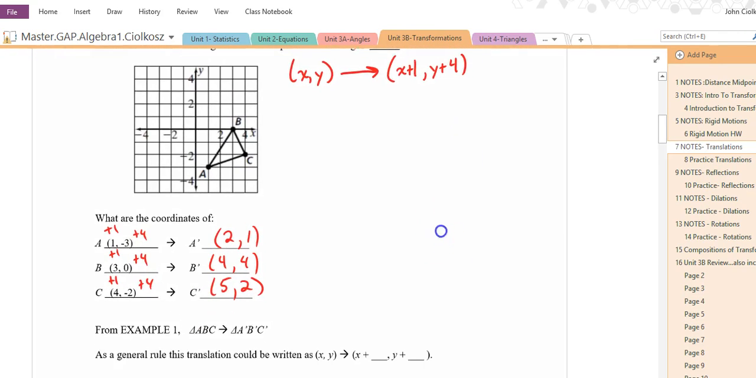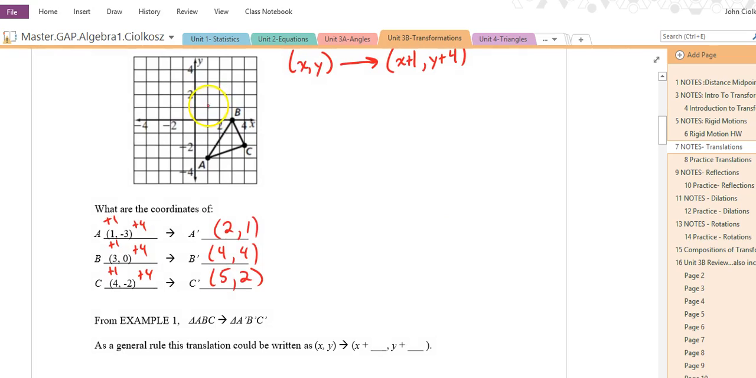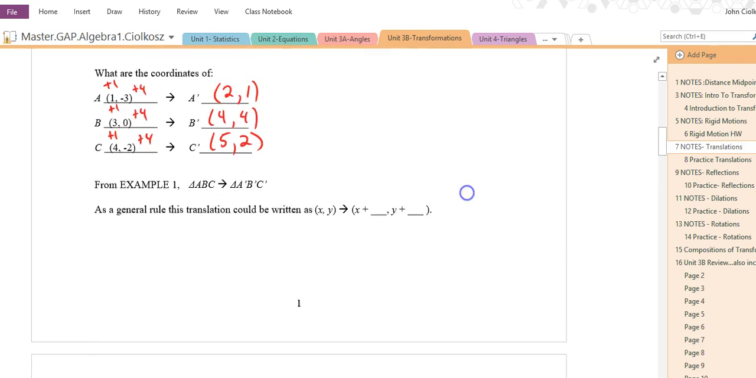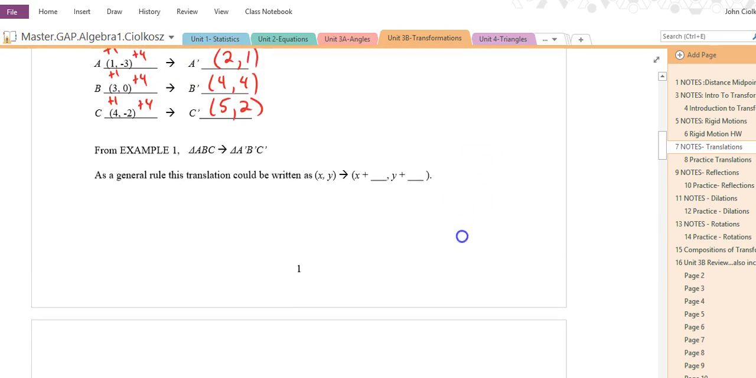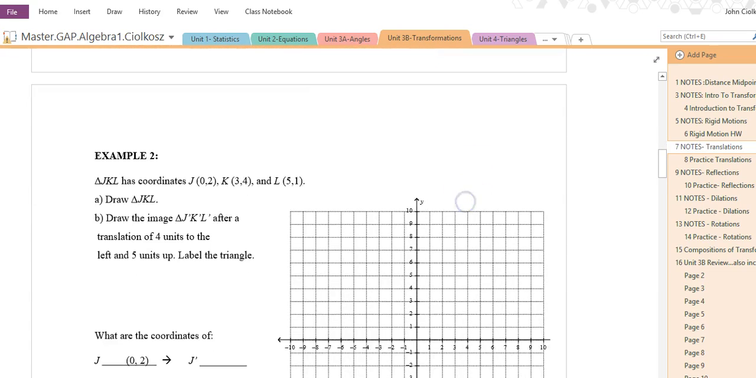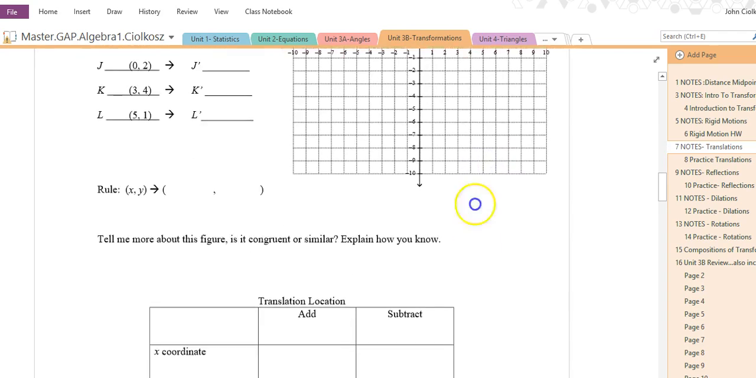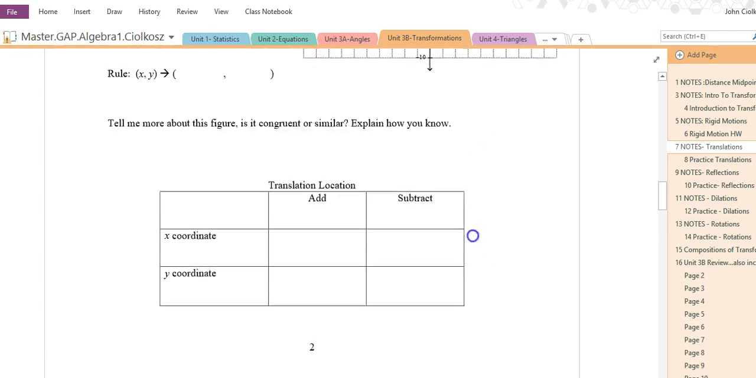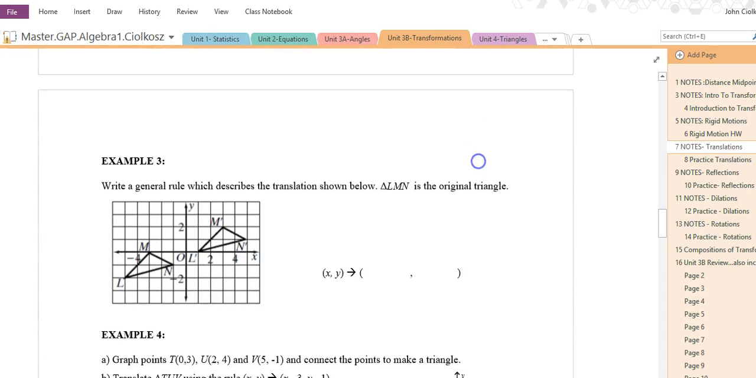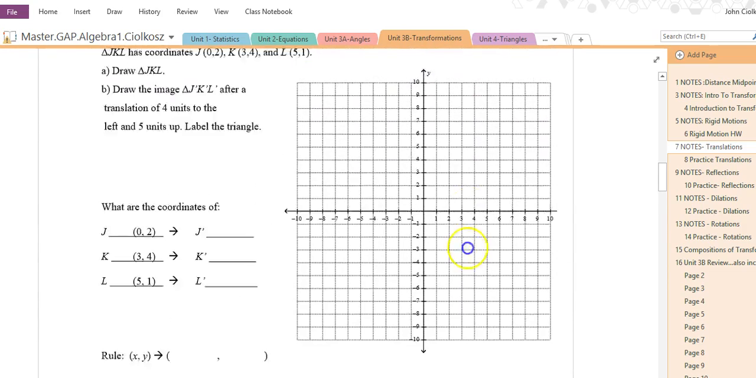So we go ahead and plot these points. And we get our new translated triangle. We already did this part here, right, in the rule. Alright, let's go ahead. Trying to think how quick I can make it for you guys. Alright, let's do 2 more examples.